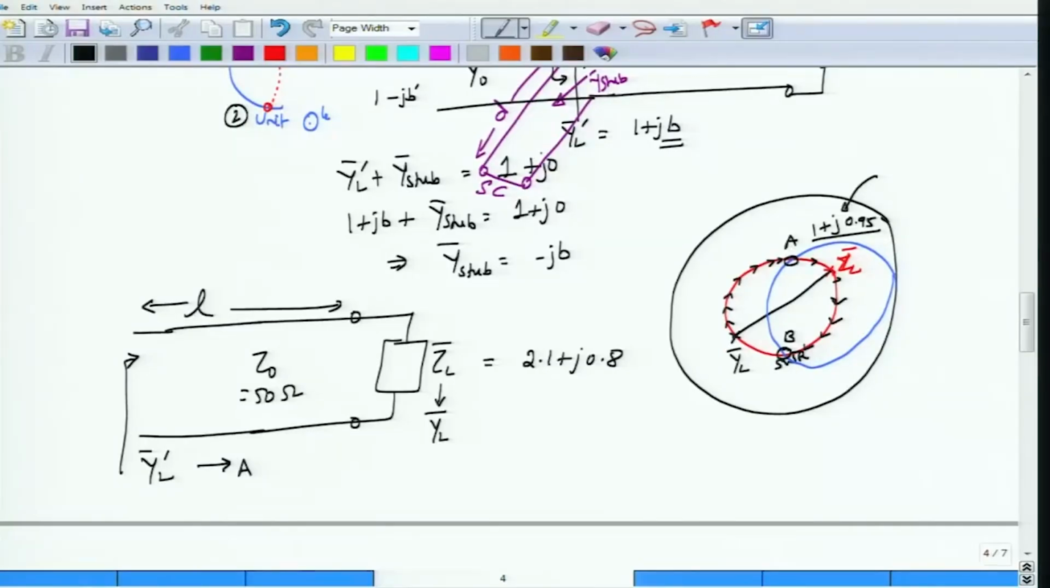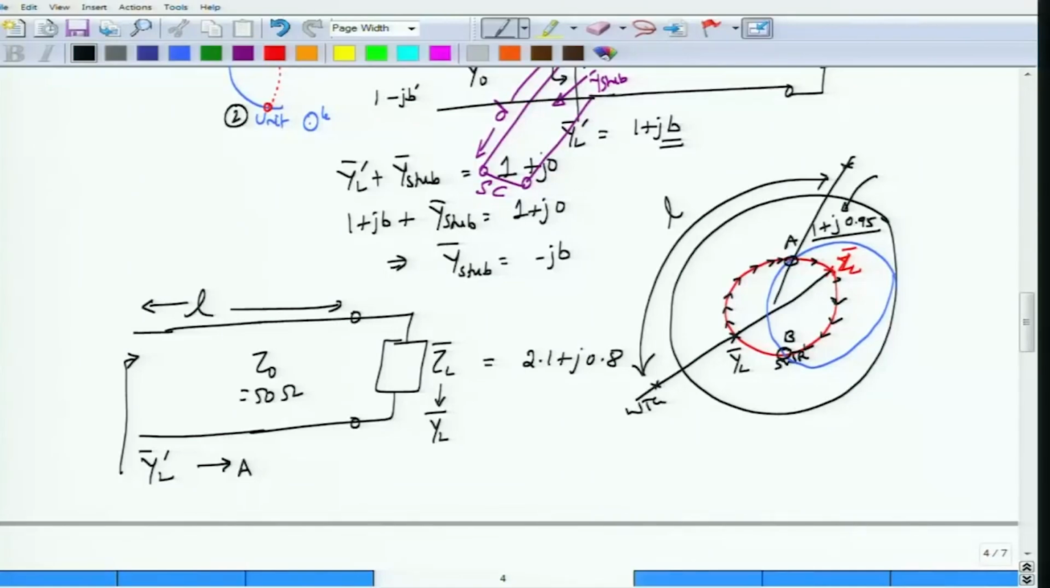And how much distance have you moved? You can easily find out. Extend this to the outer periphery and note down the WTG scale. On the WTG scale, note down the starting coordinates, and then from the center you go to point A and extend that. On the outer WTG scale you note down the difference, and this length is the length that you have moved in order to arrive at YL prime.